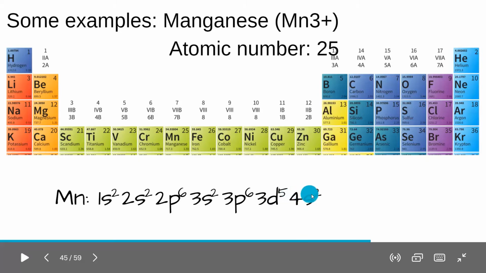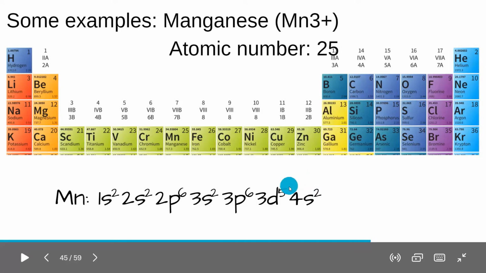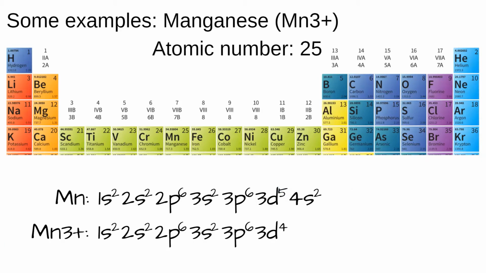So we need to take away 3. So we're going to take away 2 from the 4s2, because we always take away 4s first, and it's at the end. And then we still need to take away 1 more. And so we take 1 away from the 3d sublevel. So what we end up with is 3d4. We've lost both of the electrons in the 4s orbital and 1 of the electrons from 1 of the 3d orbitals.